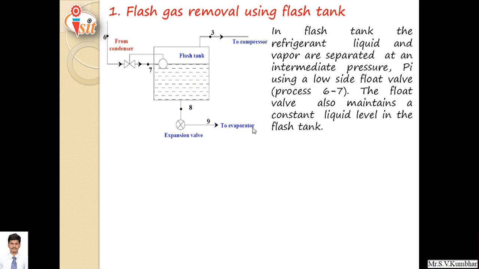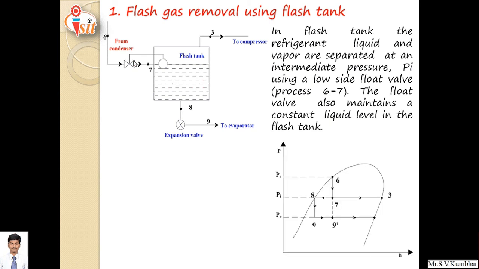So in a flash tank the refrigerant liquid and vapor are separated at an intermediate pressure Pi using a low side float valve, that is process 6 to 7. Here it is shown. The float valve also maintains a constant liquid level in the flash tank. And this is the p-h diagram for flash gas removal.